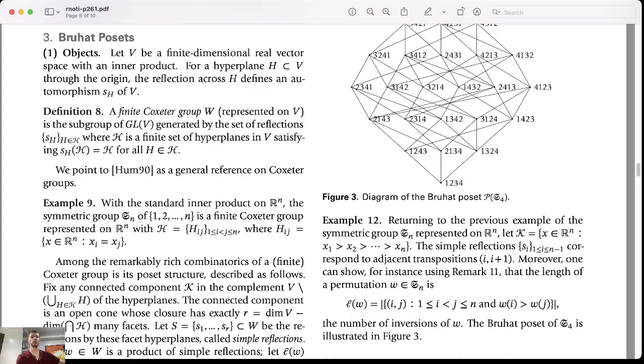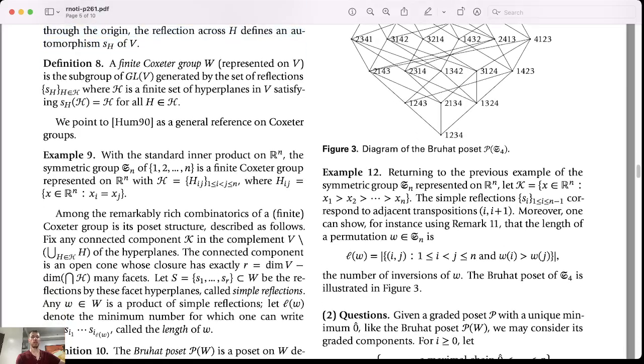Next, we talk about Bruhat posets. Let V be a finite-dimensional real vector space with an inner product. For a hyperplane H ⊂ V through the origin, the reflection across H defines an automorphism s_H of V.